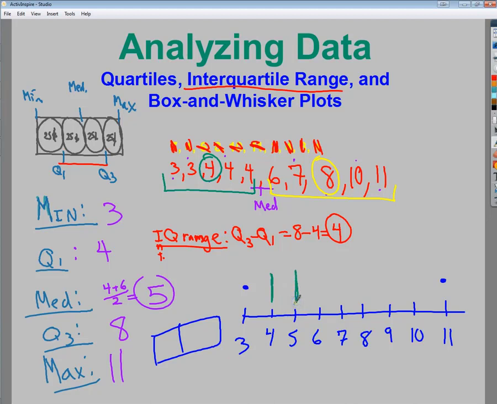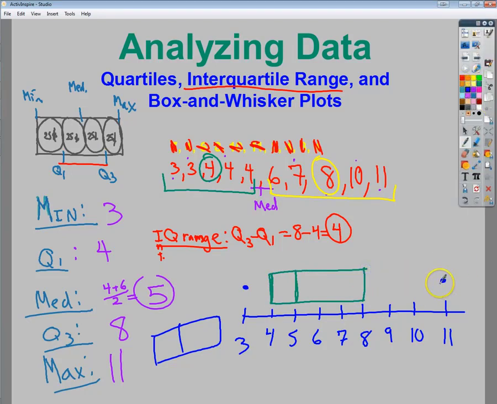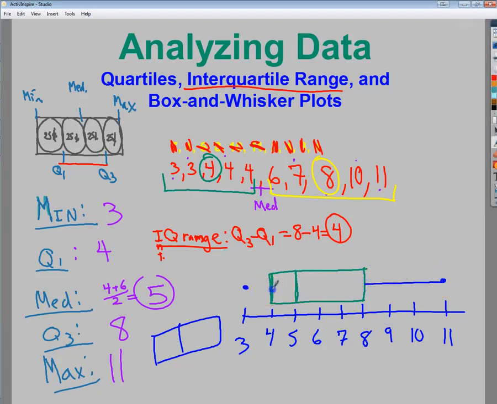And then I'm going to make another line at Q3. And then I'm just going to make a box out of it. And now, to finish it off, I need to connect my whiskers. So I'm going to draw a line here and draw a line here.